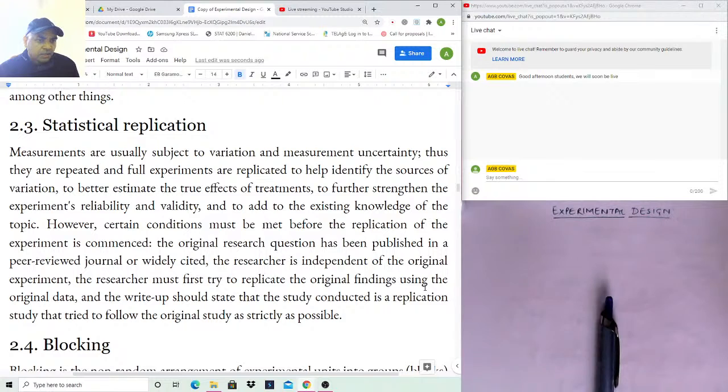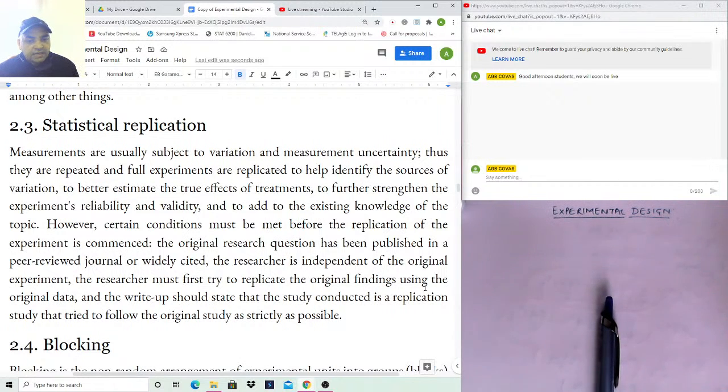Now comes your replication. What is replication? Measurements are usually subject to variation and measurement uncertainty. Thus, they are repeated and full experiments are replicated to help identify the sources of variation, to better estimate the true effects of treatment, to further strengthen the experiment's reliability and validity, and to add to existing knowledge of the topic. That is why, because measurements are usually subject to variation, we repeat them or replicate them.